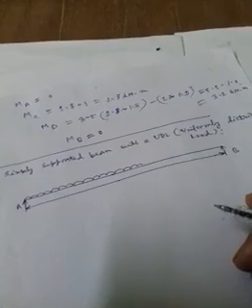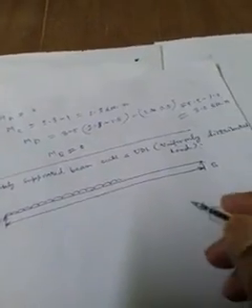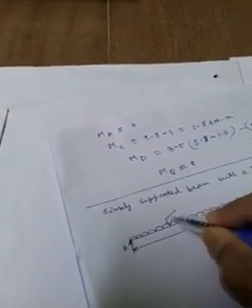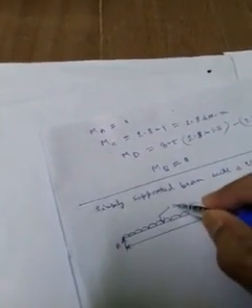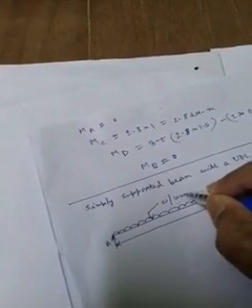Good evening, students. Today I am taking a class on a simply supported beam with a uniformly distributed load. So this is a simply supported beam. The two ends are A and B, and the UDL is W per unit length.